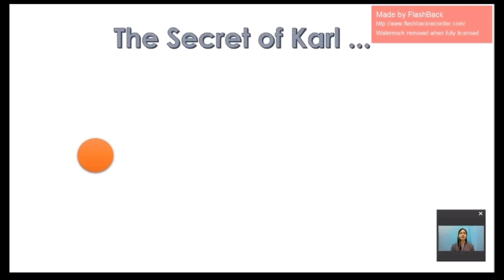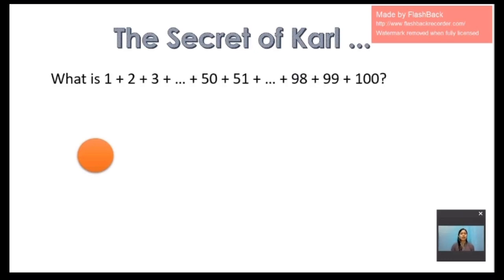Binigyan siya ng kanyang guro sa elementarya ng isang tanong para maging busy siya. Pero laking gulat ng kanyang guro dahil nasagutan ni Carl ang tanong sa loob lamang ng ilang segundo. The question is, what is 1 plus 2 plus 3 plus up to 98 plus 99 plus 100? Or shall we say, what is the sum of the first 100 numbers?